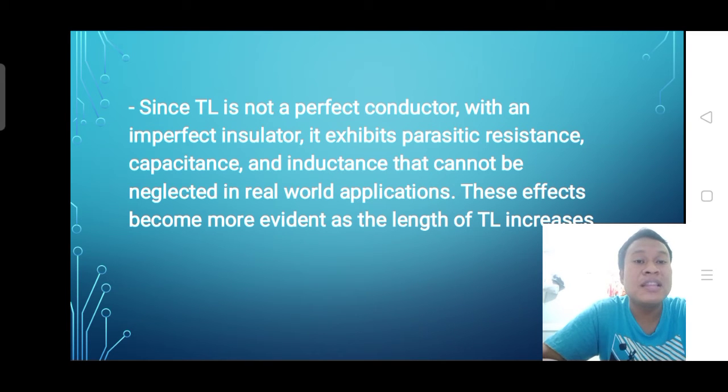Since a transmission line is not a perfect conductor, with an imperfect insulator, it exhibits parasitic resistance, capacitance, and inductance that cannot be neglected in real-world applications. These effects become more evident as the length of the transmission line increases. So in conclusion, the effect of the transmission line is directly proportional to its length.